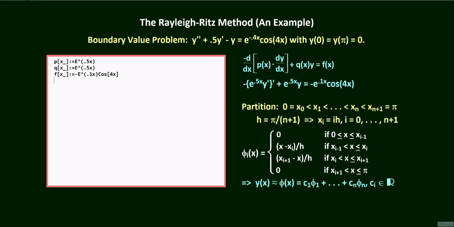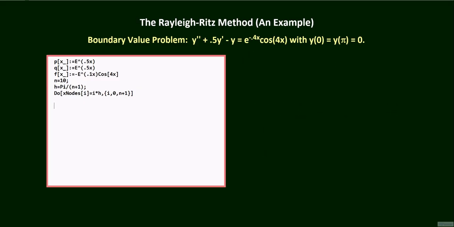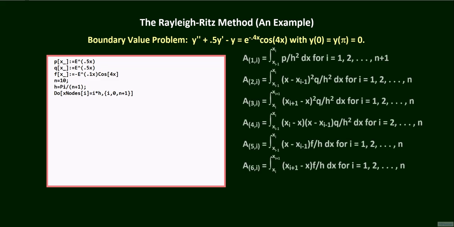For the trial run of the code, we set n, the number of tent functions, equal to 10. The step size h is pi over n plus 1. We use a do loop for the x nodes. The ith x node, or x node sub i, equals i times h, with i going from 0 to n plus 1. We use a do loop to define each uppercase A.